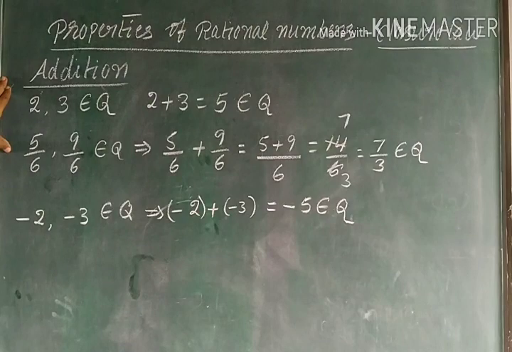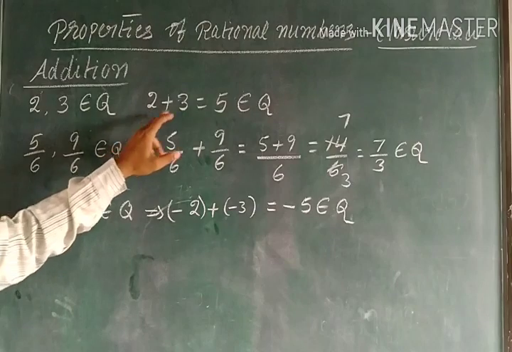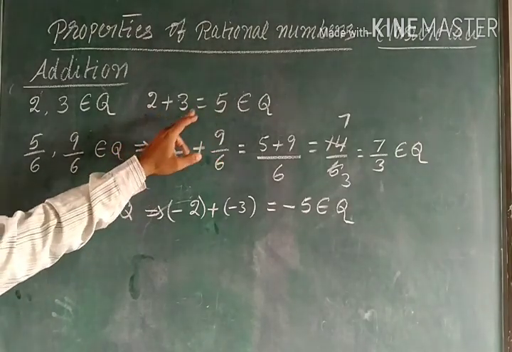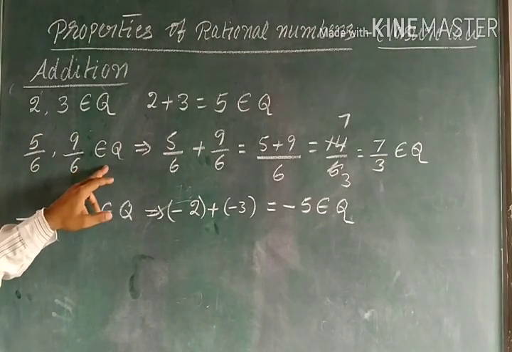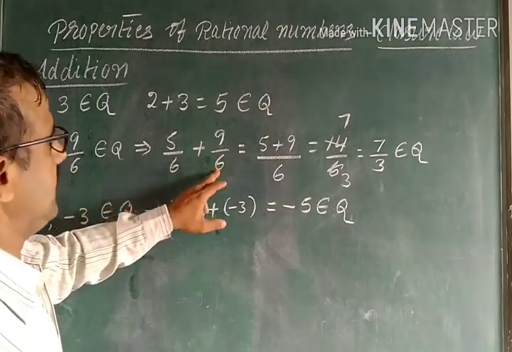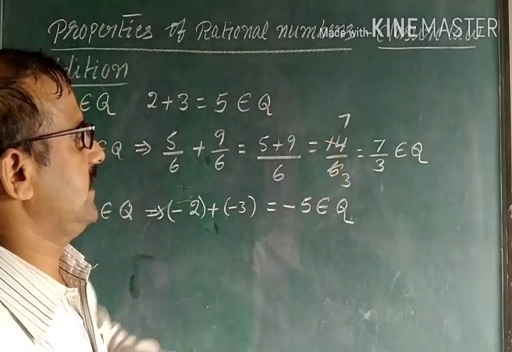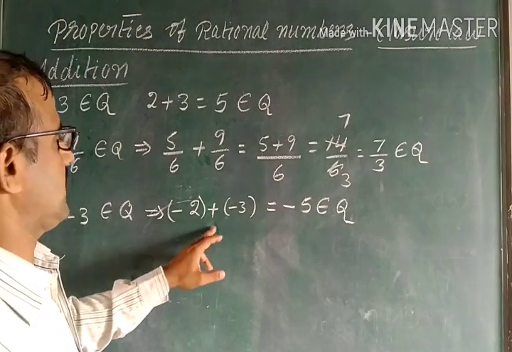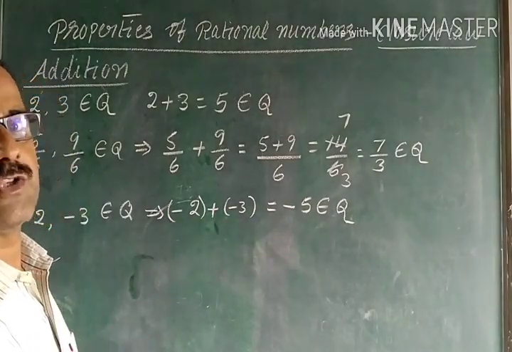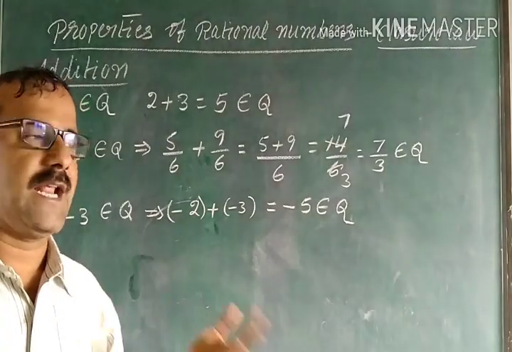So, according to this property, 2 plus 3 equals 5, because 2 by 1 plus 3 by 1 equals 5 by 1, which belongs to the rational numbers. If 5 by 6 and 9 by 6 belong to Q, then 5 by 6 plus 9 by 6, with LCM 6, equals 14 by 6, that is 7 by 3, which belongs to Q. Minus 2, minus 3 belong to Q, therefore minus 2 plus minus 3 equals minus 5, which is also a rational number. So, according to this property, we conclude that the sum of any two rational numbers is always a rational number.